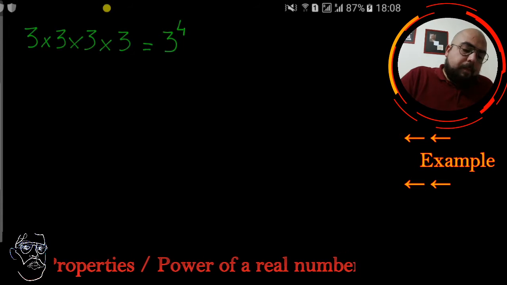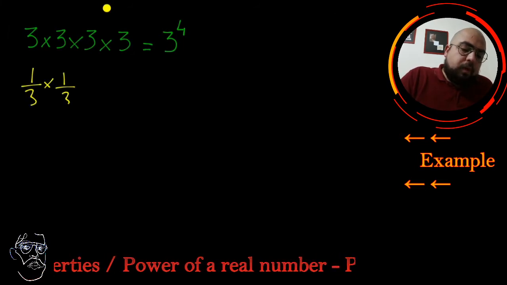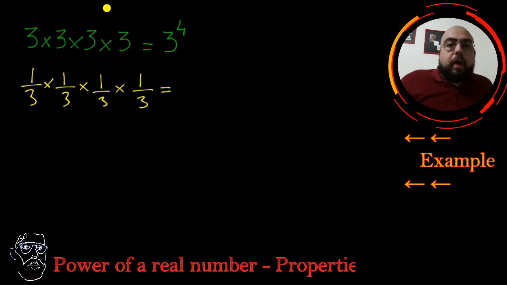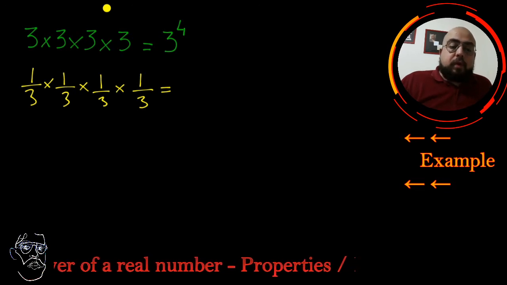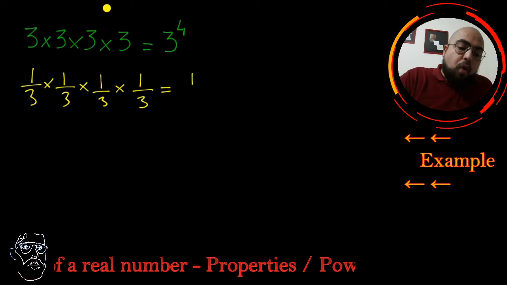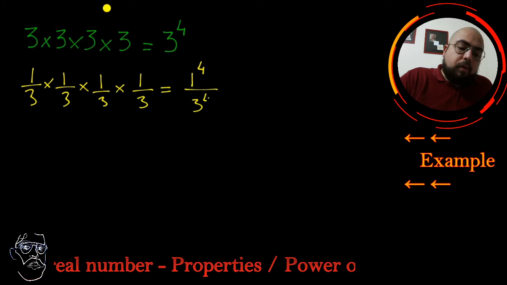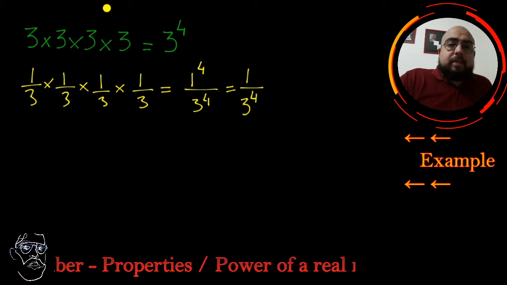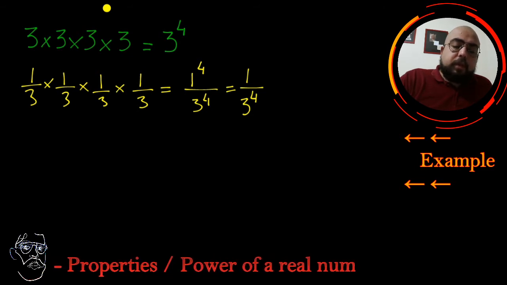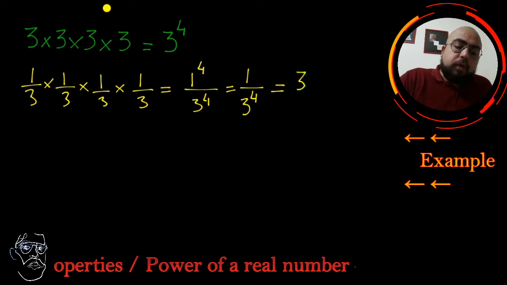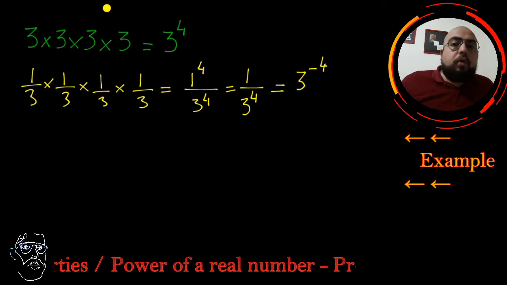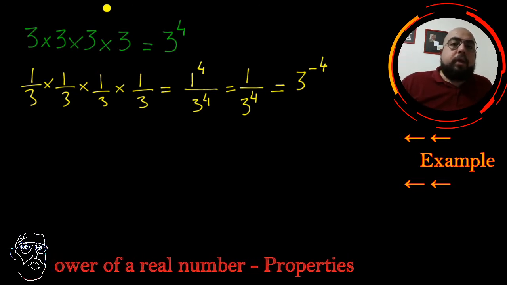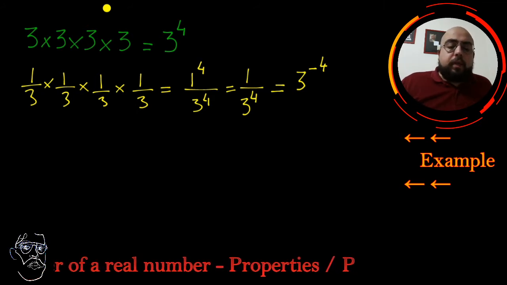Now what about 1 over 3 times 1 over 3 times 1 over 3 times 1 over 3? Again, it's 1 over 3 multiplied by 1 over 3 and having this multiplication repeated 4 times. So you can simply write down that it's 1 to the power of 4 over 3 to the power of 4. 1 to the power of 4 is 1. 3 to the power of 4, we're going to keep it 3 to the power of 4. Now this answer could be written also in this way, 3 to the power of minus 4. So as you can see, we are already talking about a negative integer. Right? So it's not simply n belonging to natural numbers. It can also be any real number.